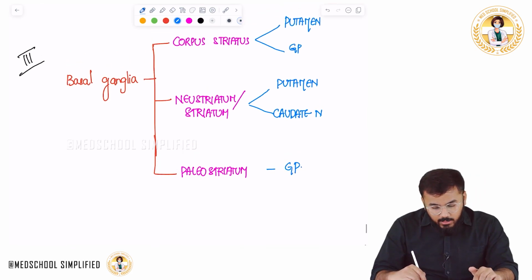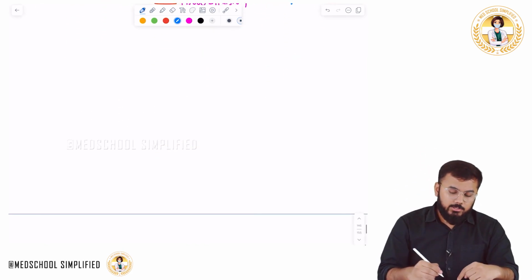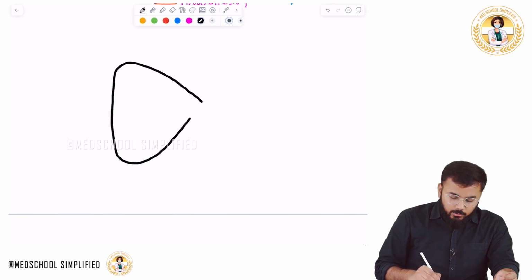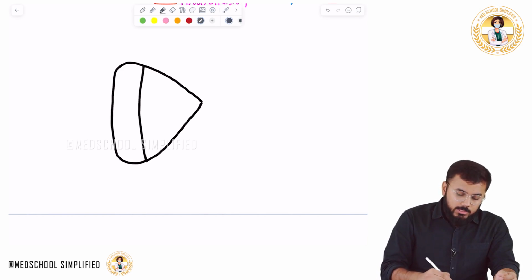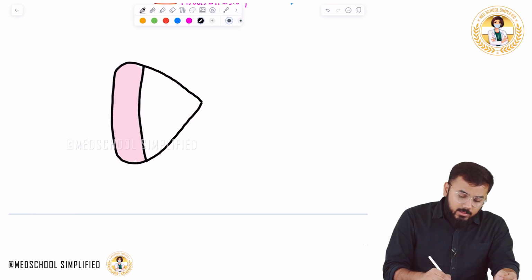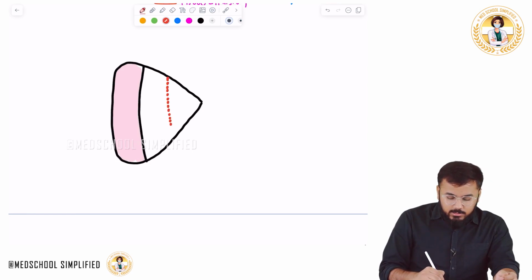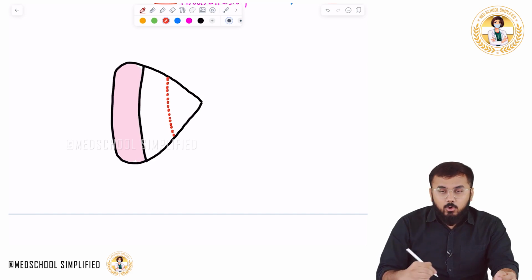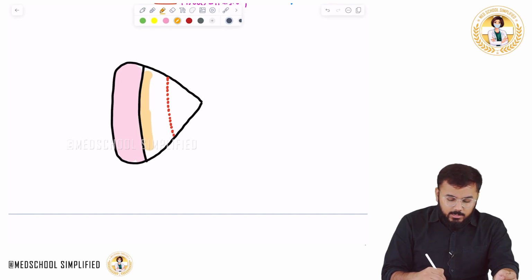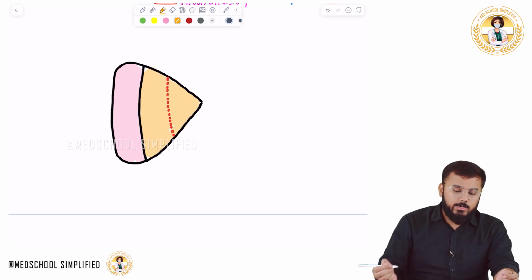Even if it is difficult for you to understand this way, I'll just draw a picture so that it would be clear. Let us say this is your lentiform nucleus. Lentiform nucleus has two important parts, right? This part which I have highlighted at the back is called your putamen. All of you know this. And after that, the next part is called your globus pallidus. Globus pallidus is divided into two important components: globus pallidus externus and globus pallidus internus. So let us together write it down as globus pallidus.